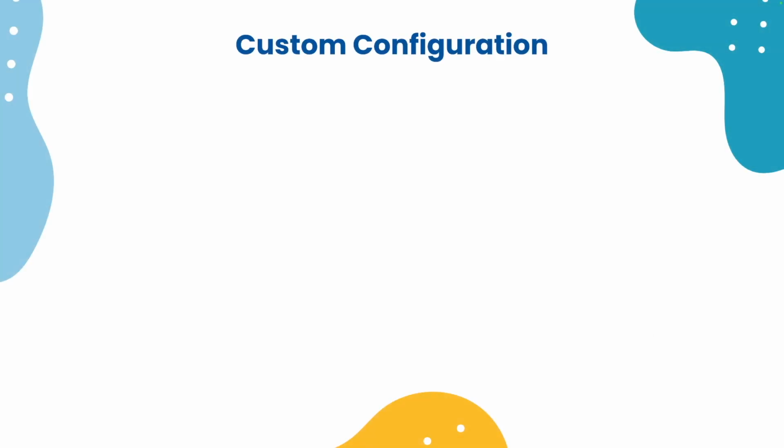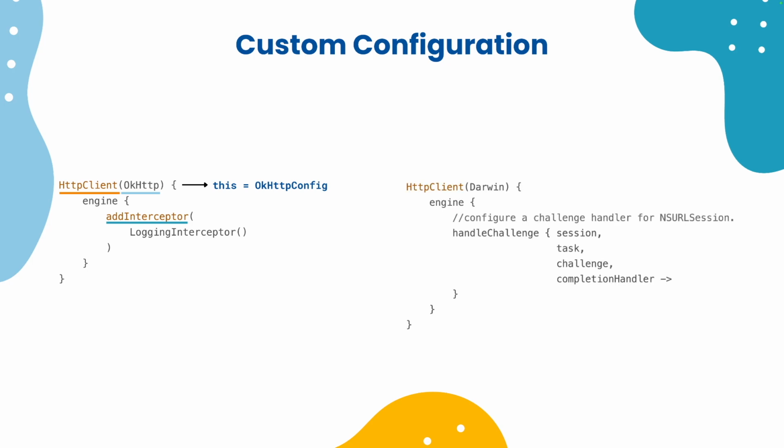And finally, each engine can be configured in its own way. For example, if we initialize an HTTP client with an OkHttp engine, then in the engine block we can have an interceptor, just like we're used to in our regular Android code. We can do this because in the lambda we get an OkHttp config object. And here we have the HTTP client for iOS. As you can see, it follows the same pattern. If we pass a Darwin engine into our HTTP client, we can call custom DSL methods because we get a platform-specific configuration that we need.